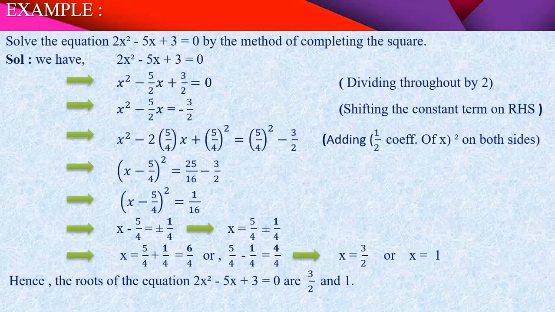Now taking the square root on both sides, we get x − 5/4 = √(1/16), which is plus or minus 1/4. Transposing −5/4 to the RHS, we get x = 5/4 ± 1/4. So x = 5/4 + 1/4, which is 6/4; after simplifying, we get the root as 3/2. For the other root, we take minus: x = 5/4 − 1/4, which is 4/4, which equals 1. So x = 3/2 and 1 are the required roots of the given quadratic equation.